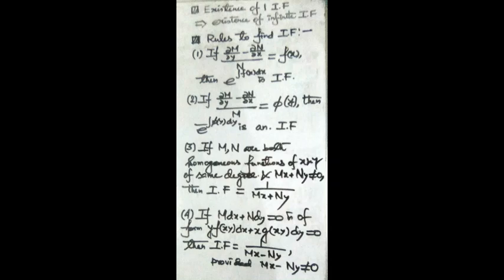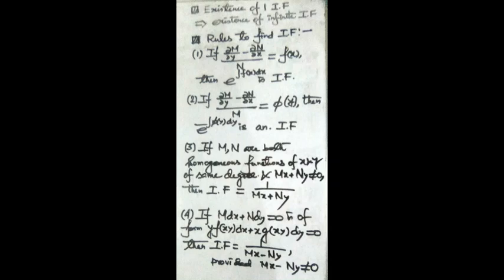But the next point is what are the basic rules to find an integrating factor. The first one is that suppose we are computing (∂M/∂y minus ∂N/∂x) by N. That means in case of a non-exact equation we are trying to find an integrating factor. If this fraction is simply f(x), that is only a function of x, in that case e to the power integration f(x) dx will be an integrating factor. In case of the second expression, if that fraction is simply a function of y, that is phi(y), then the integrating factor will be e to the power minus integration phi(y) dy.